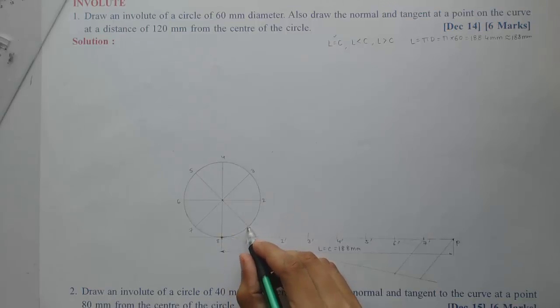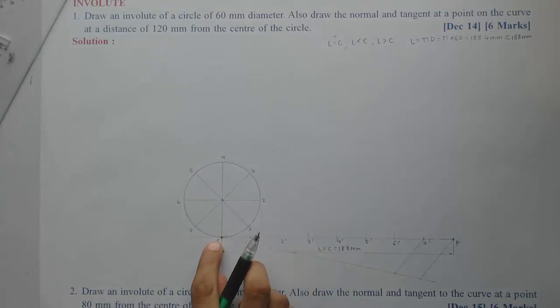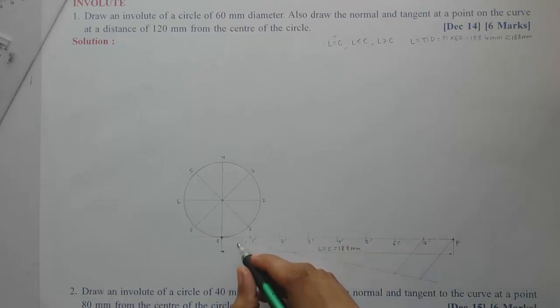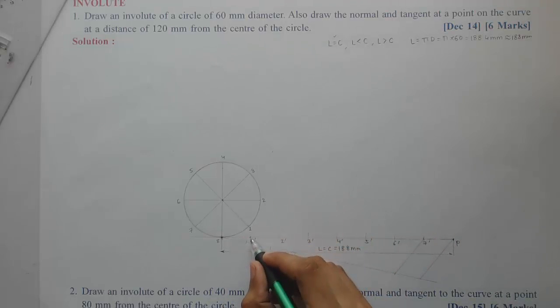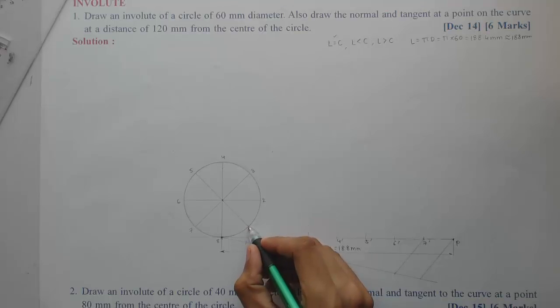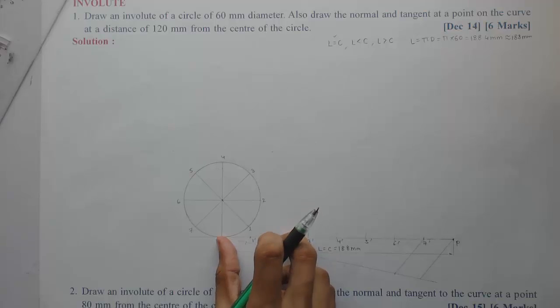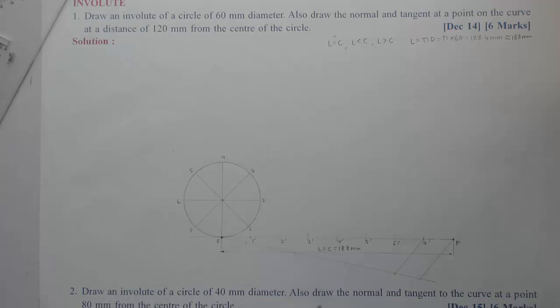Now this 1/8 division of the circumference is equal to the length 8 to 1 dash. That means after winding the thread for 1/8 division, this 1 dash will coincide with 1. Similarly, after winding the 2/8 division, this 2 dash will coincide with 2. So this much length will get wound on the circle. But while doing that, we need to see what curve is traced by P.